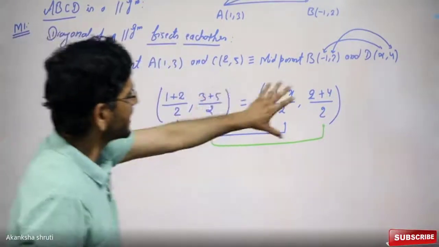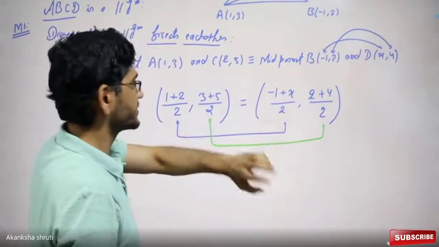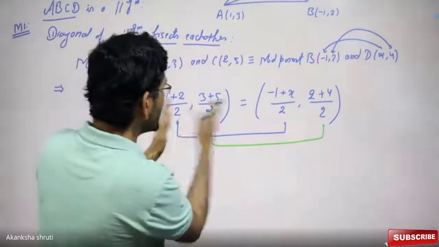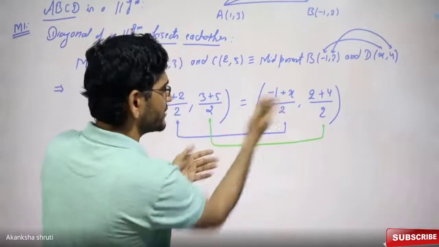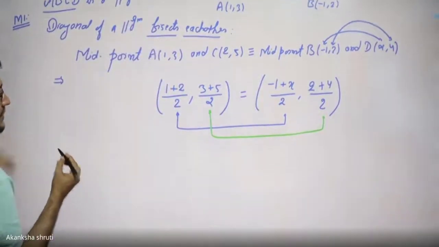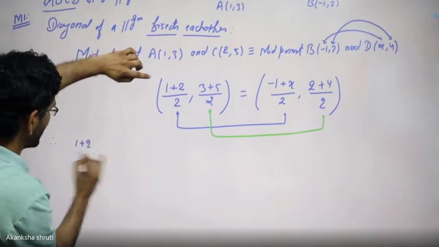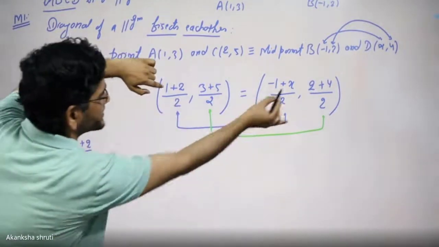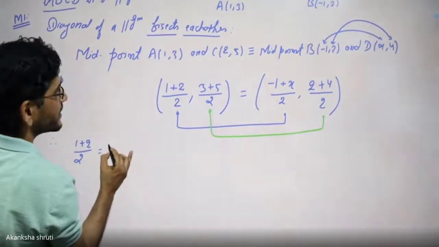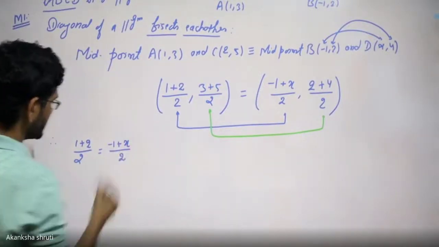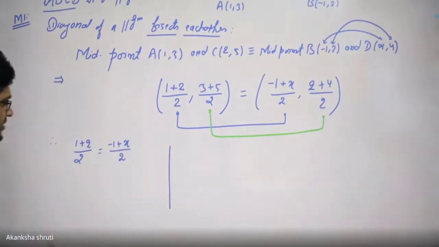So from this single equation, we will get two equations. That must be verified. Students, this way the two unknowns can be calculated. Though here only one is asked, you can see this. Therefore, this (1 plus 2) by 2, whatever this x coordinate is, can be equated with (-1 plus x) by 2. We need to solve this first.